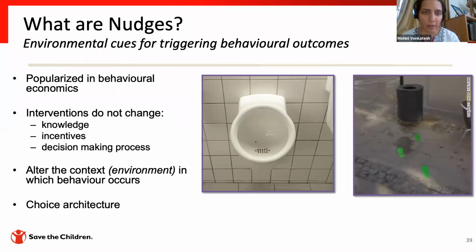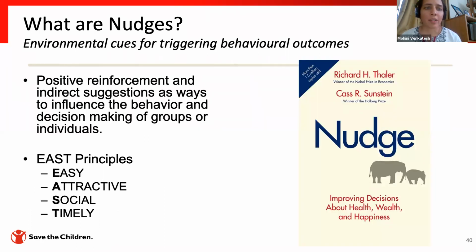And there you see on the right, neon steps leading to a waste bin to influence use of the bin for throwing garbage. So this kind of choice architecture, next slide, provides positive reinforcement and indirect suggestions to influence behavior change.